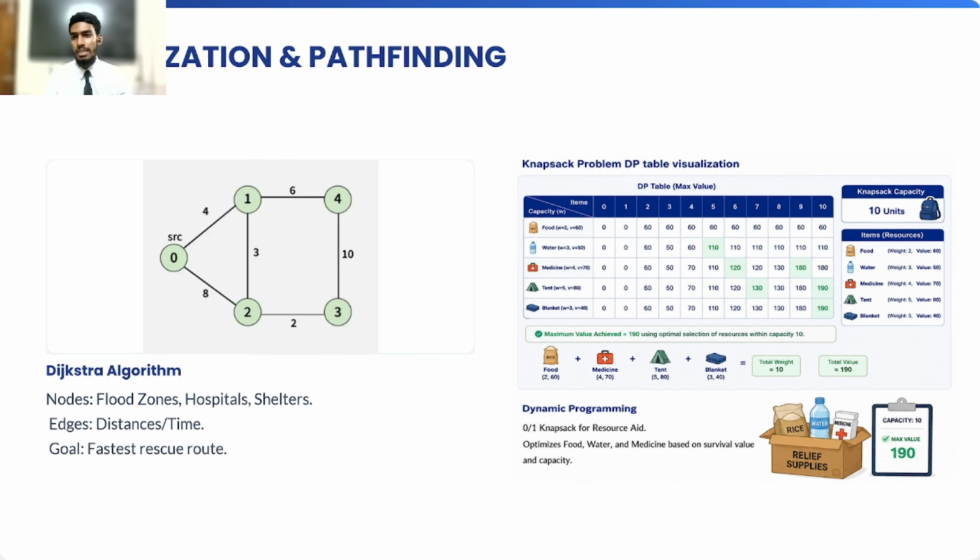Next, I will discuss optimization and pathfinding. For pathfinding, we mainly use the Dijkstra algorithm. In graphs, the nodes are the flood zones, hospitals or shelters, and the edges are the distance or time. The goal is the fastest rescue route. We also use dynamic programming in our project. Mainly, we use 0/1 knapsack for rescue aid. It optimizes food, water, and medicine based on values and capacity.